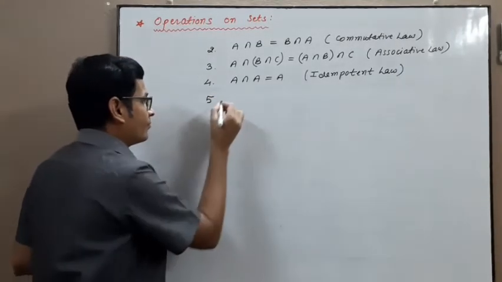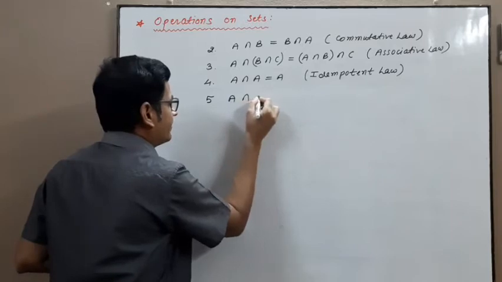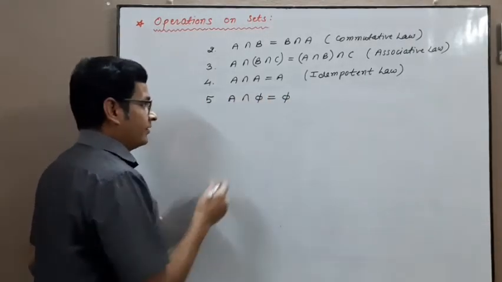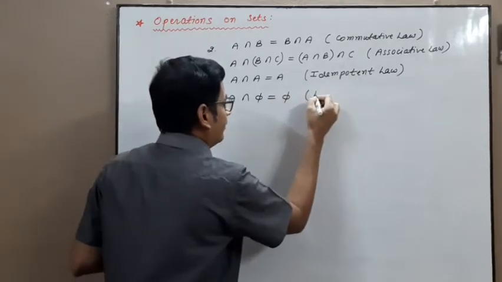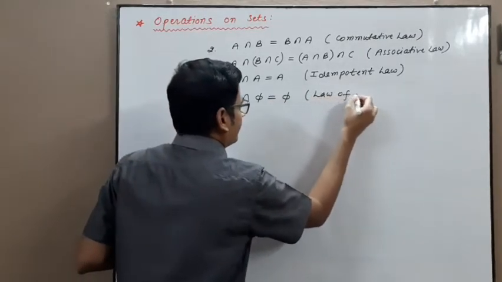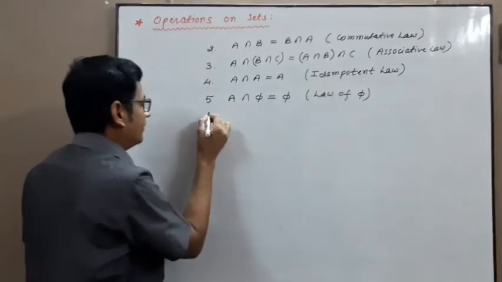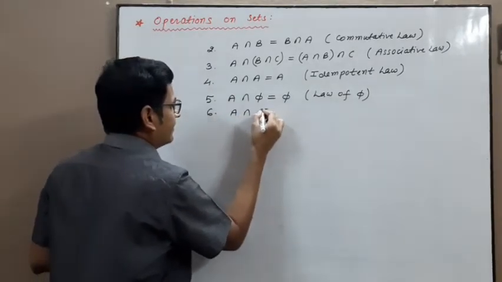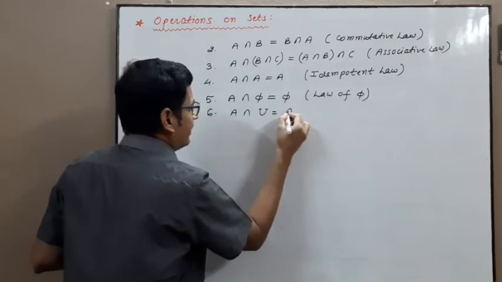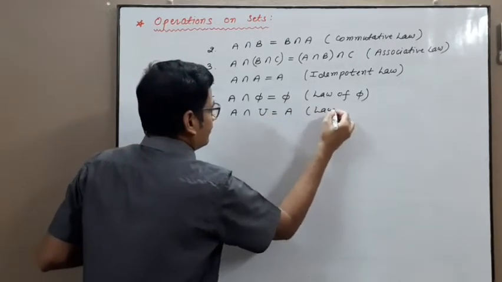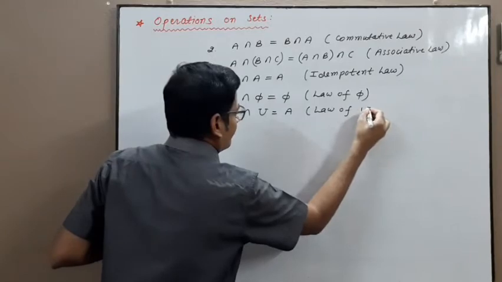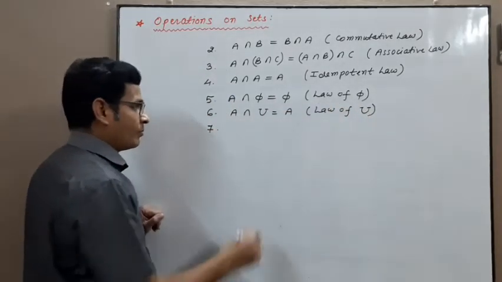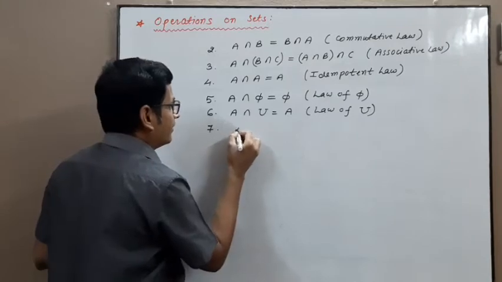Remark number 5. A intersection phi is equal to phi. There is no common element. Law of phi. 6. A intersection universal set is equal to A. Law of universal set. 7. Distributive law.